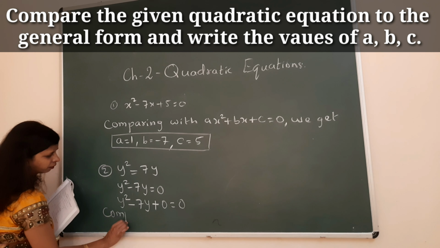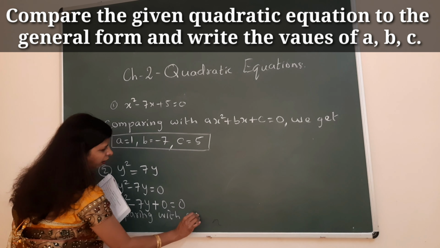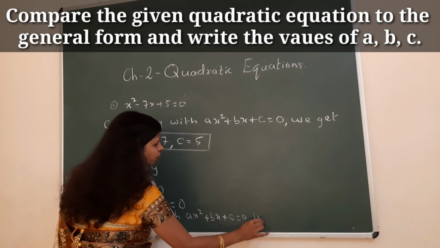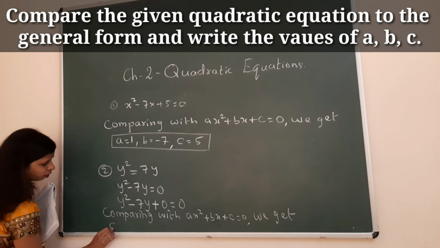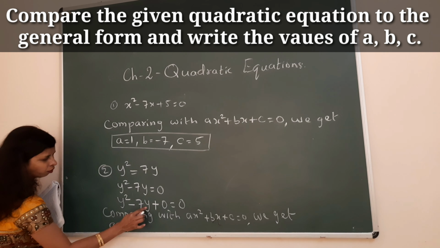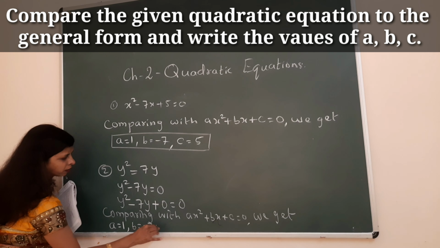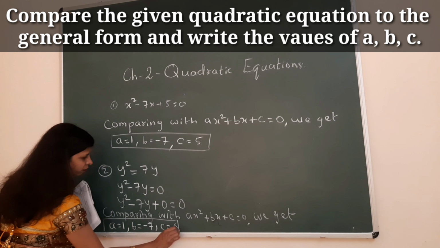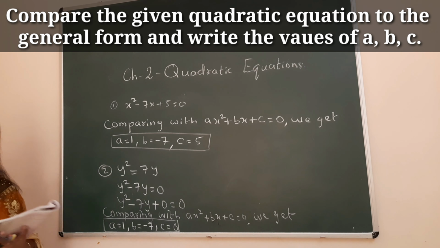Now comparing with ax square plus bx plus c equal to 0, we get, what is my a? Along with y square again I have 1, along with y I have minus 7, that is my b, and what is my c? That is nothing but 0. These are my values of a, b and c.